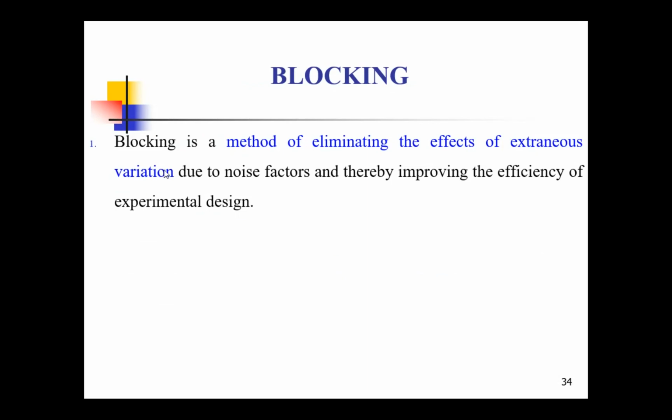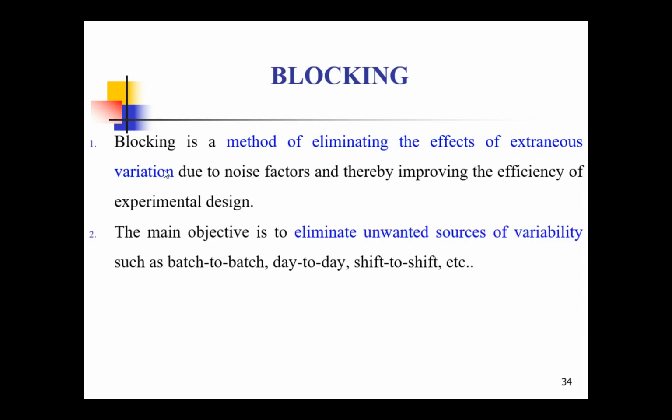For example, if there are 3 persons who are going to do the experiments, or 3 different time frames in which I am going to do the experiments, I have to block experiments for one time period, and the second set I am going to block for the next time period, likewise. The purpose of blocking is to remove or eliminate the unwanted sources of variability. The variability comes from batch to batch, day to day, or shift to shift.